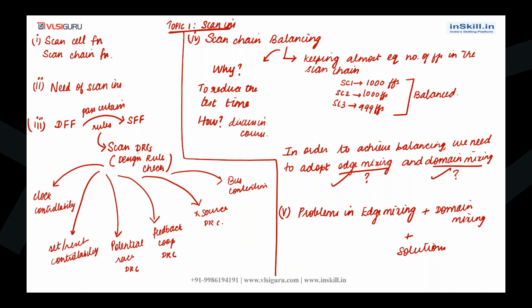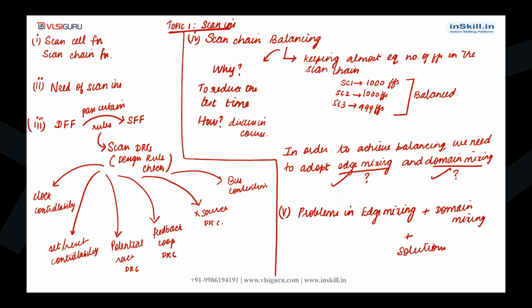And then if a normal flop has to be converted to a scan flop, it has to pass certain rules. Those rules are called the scan DRCs, design rule checks. There will be various scan DRCs, as I have listed here, and we will be covering all of these scan DRCs.